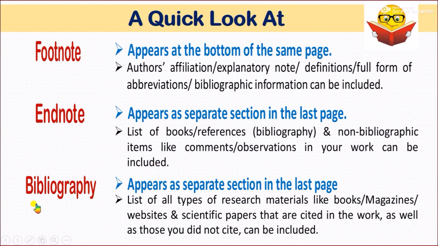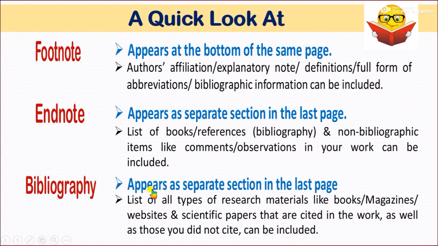And the third one is bibliography. A bibliography also appears as a separate section on the last page. In this category, a list of all types of research materials can be included, like books, magazines, websites, and scientific papers that are cited in the work, as well as those you did not cite. Here, endnote and bibliography are the same. Both of them appear as a separate section on the last page of the document.